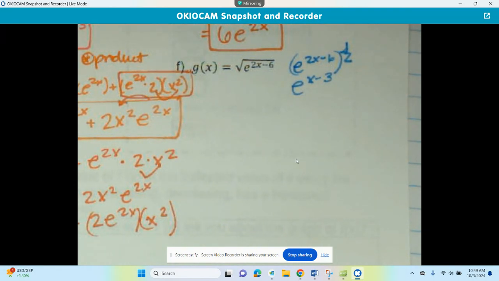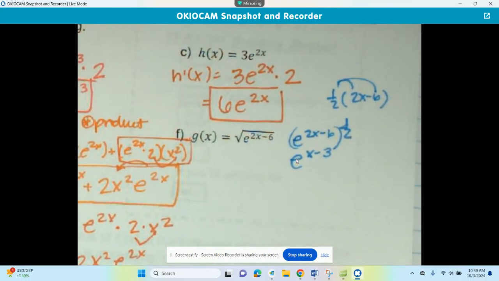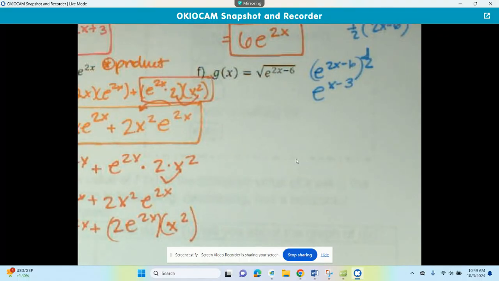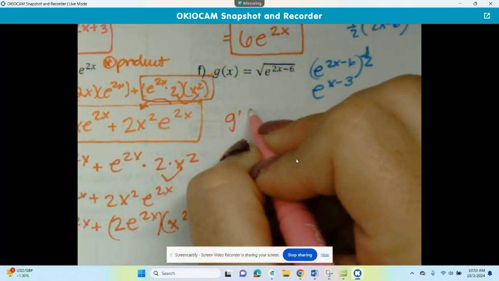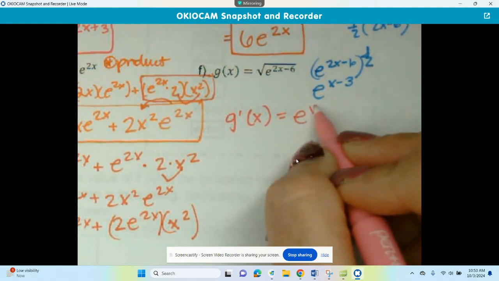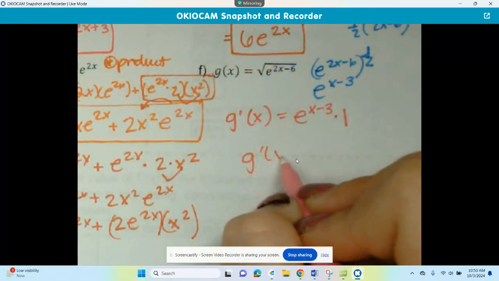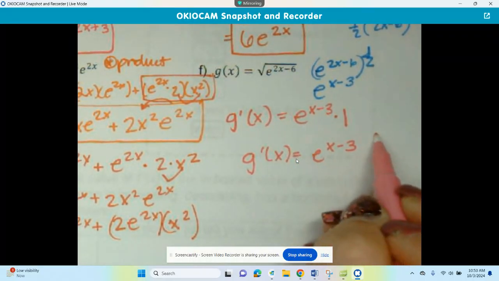So you just multiplied the half times the 2x and then the half times the negative 6? Basically you're doing 1/2 times 2x minus 6, like that. Okay, so now we got e to the x minus 3, which is just prettier for me to work on. So g prime of e to the x minus 3 takes us back to just our regular differentiation rule for natural exponents. So what do we have? e to the x minus 3 times, what's the derivative of x minus 3? 1, which gives me my answer of just e to the x minus 3.